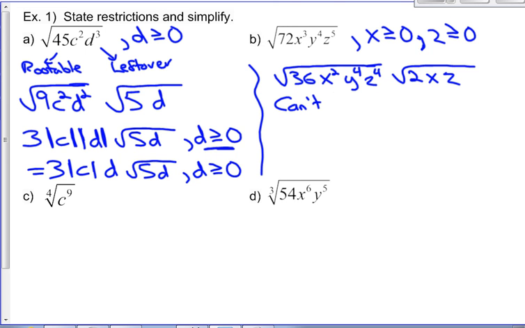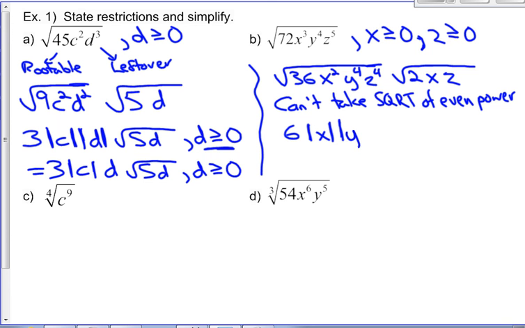You can take square roots of even powers. Okay, now let's do our square rooting. So square root of 36 is 6. Square root of x squared is absolute value of x. Square root of y to the 4th would be absolute value of y all squared. Square root of z to the 4th would be absolute value of z all squared. And leaves us with 2 root 2xz.